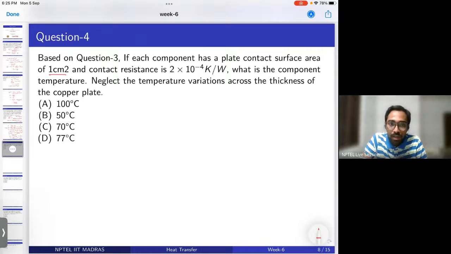In the question it is said that we have a 0.2 by 0.2 square plate, and over that plate 100 components, which dissipate 25 watts each, are placed on the board. We are asked to find the surface temperature of the plate. The contact area of each component and a contact resistance are also given. We are asked to find the component temperature.